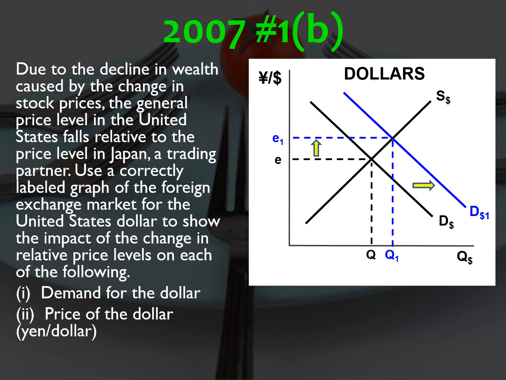So again, demand shifts to the right for the US dollars because of the lower price level in America. Japanese buyers are going to be lured by the now relatively cheaper American goods, increasing their demand for dollars.